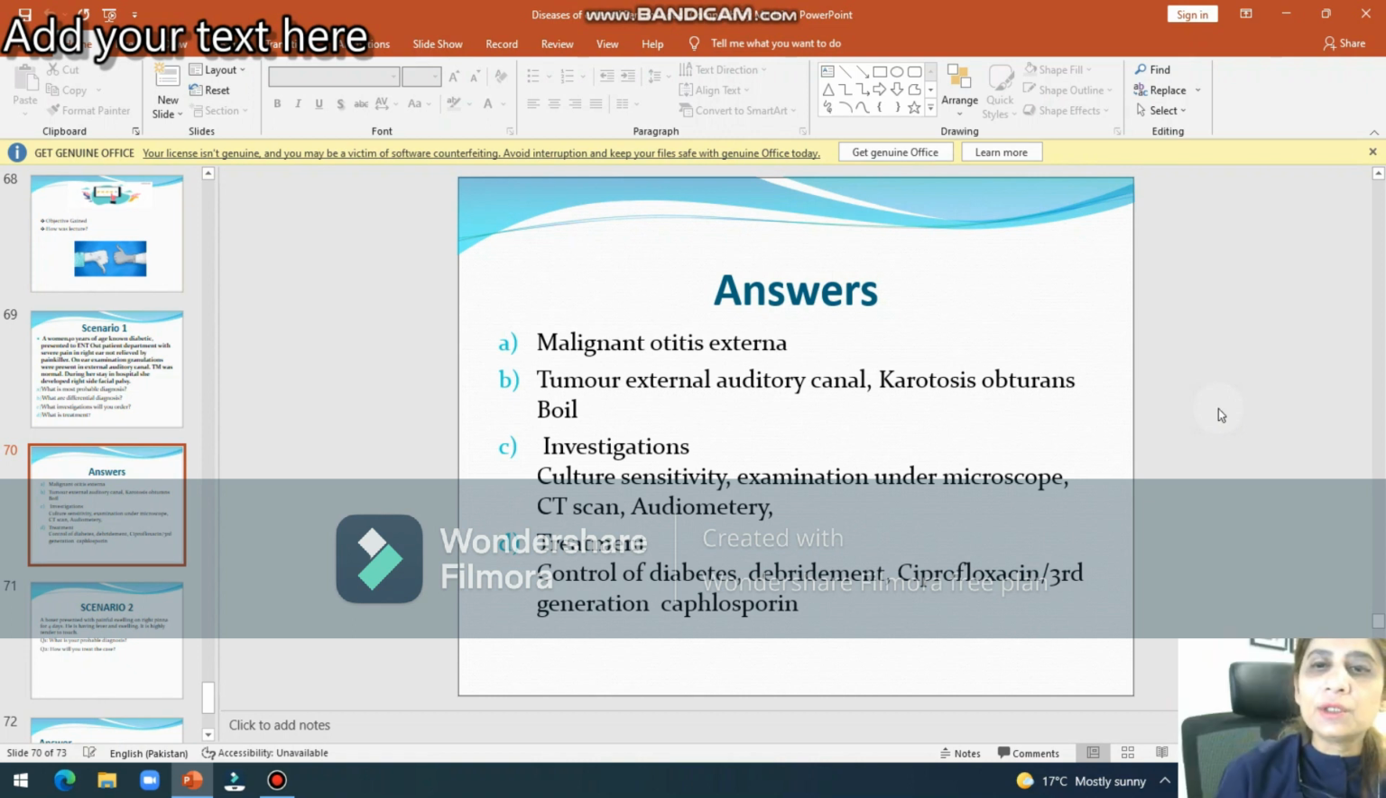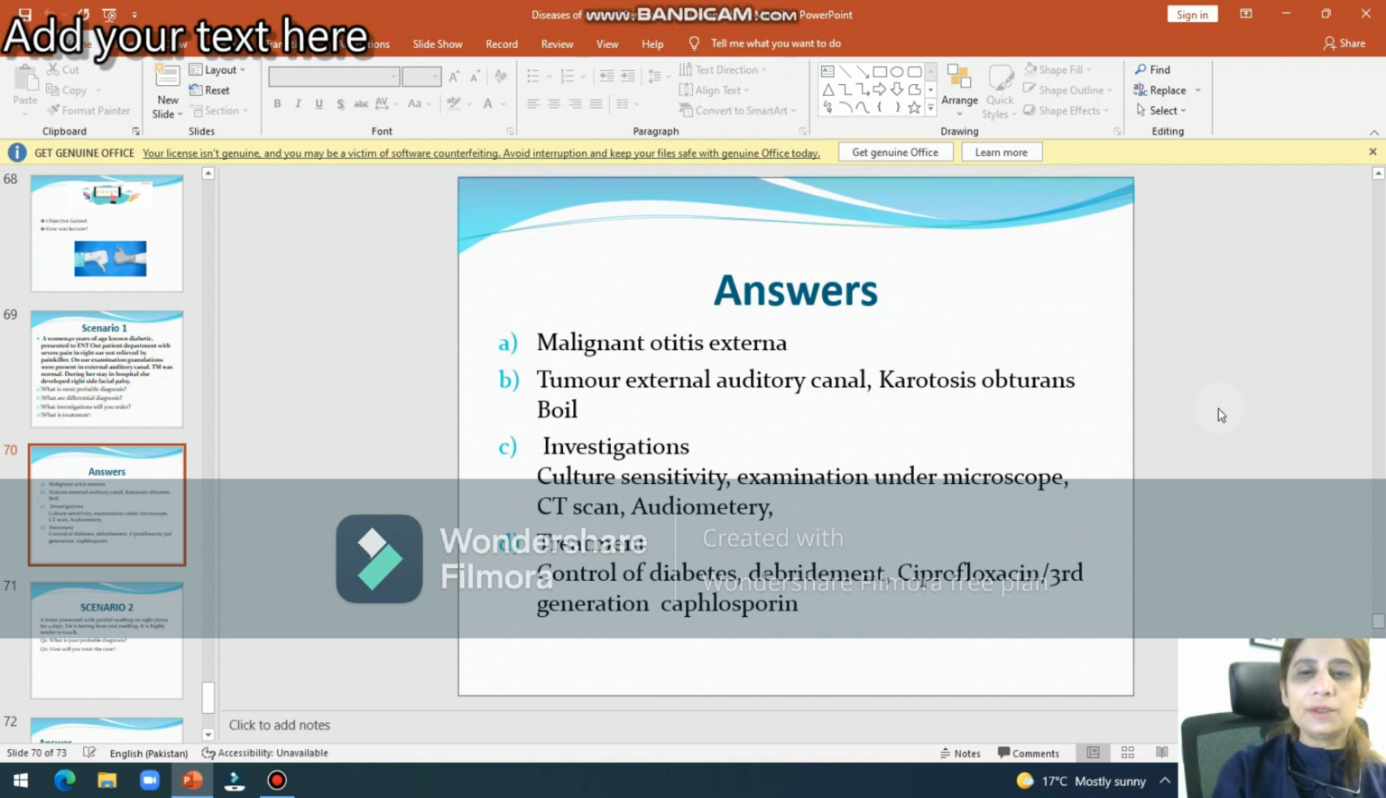Investigations: examination under microscope, you will send pus for culture and sensitivity and it will prove the presence of pseudomonas in the culture. Then technetium 99 scanning can also be done. Audiometry will show conductive hearing loss because the middle ear is normal. CT scan will also show a normal middle ear, and if you send a biopsy of granulation tissue for pathology, there will be no tumor, no malignant disease, only granulations.